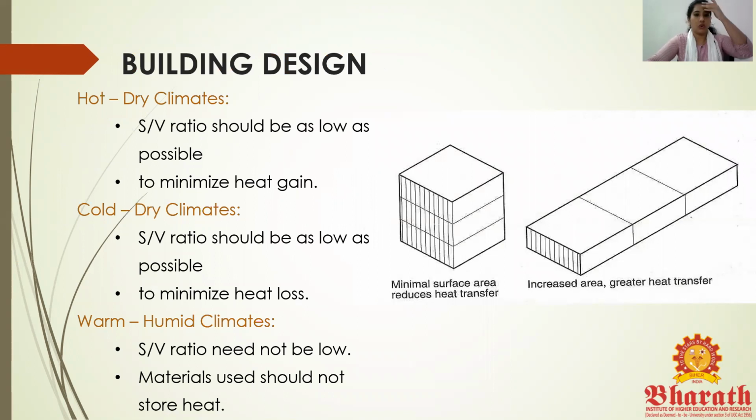Now, going to building design, in these three subcategories: in hot and dry climates, the surface to volume ratio should be as low as possible to minimize the heat gain. In cold climates, it should also be as low as possible to minimize the heat loss. Whereas in warm and humid areas, it should not be low, it should be high, so that the flow and movement are more. So the materials used should not store heat. The volume is to be more, but you should take into consideration that it should in no way store heat.